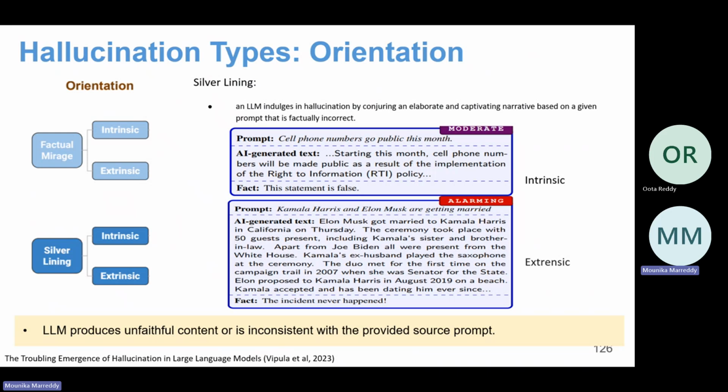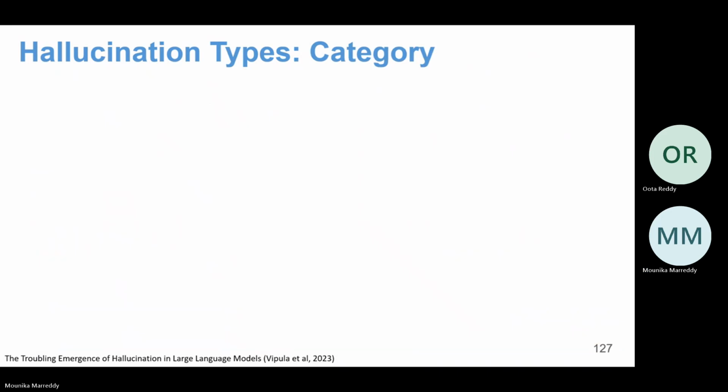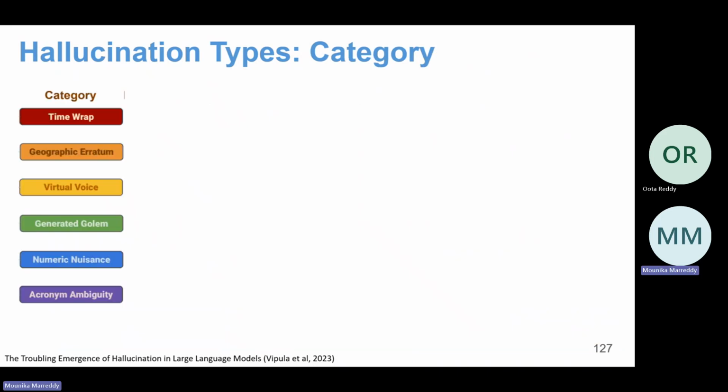The conclusion is LLMs provide unfaithful content or content inconsistent with the provided source prompt. Then comes the next category, the time wrap. Time wrap is when the LLM generates text that exhibits a merged fusion of events from different timelines. Let's see this with the help of an example.